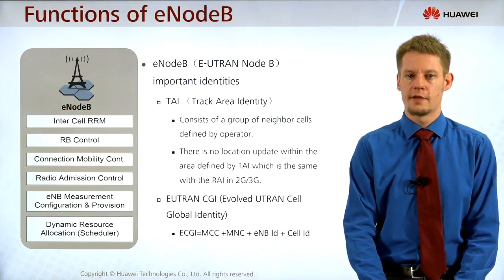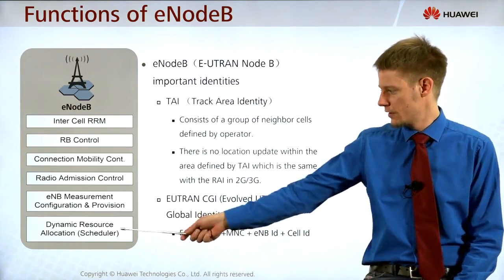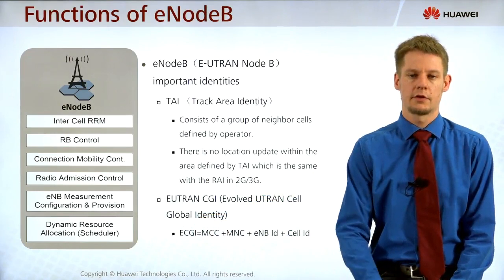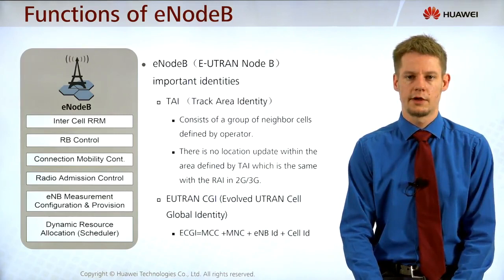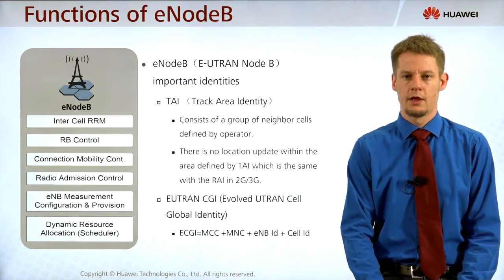One of the most important things an eNode B has to do is to schedule the requests or the data packets that are transmitted or received from a user equipment. We will see how the scheduler works later in this course.